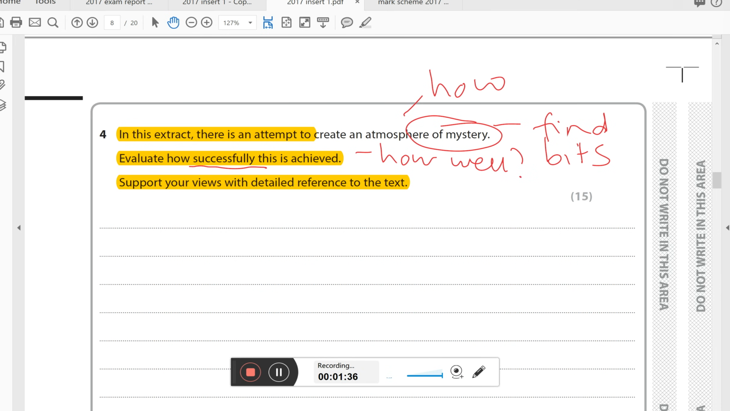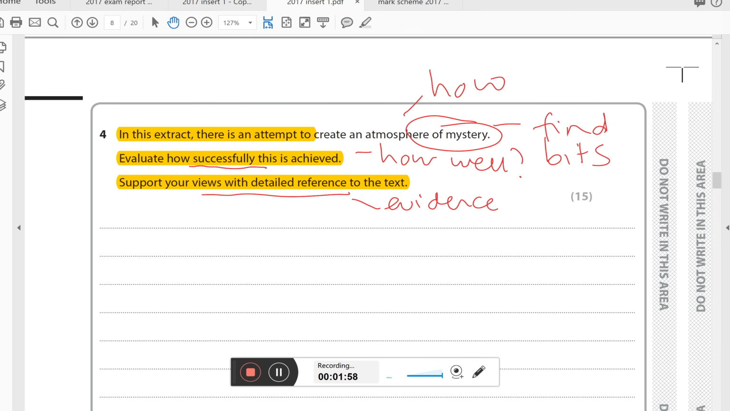Okay, and then support your views with detailed reference to the text. We need to put some evidence, so either some quotes or some kind of paraphrasing of the text. So like, in the bit where this happens, it seems mysterious because. Okay, so those are the 3 elements that you need to make sure you include in your answer.